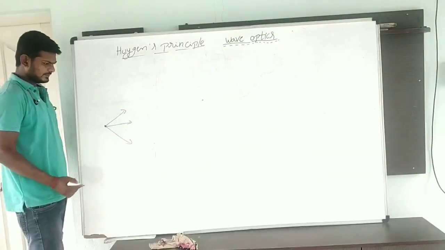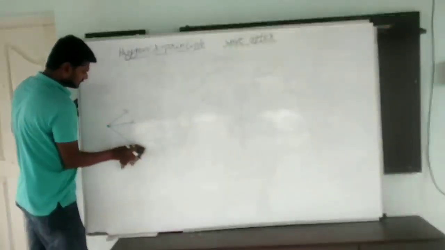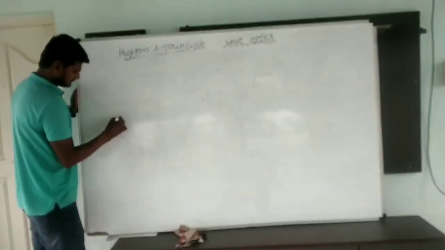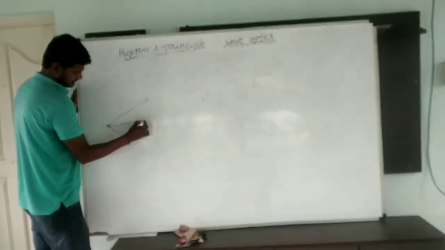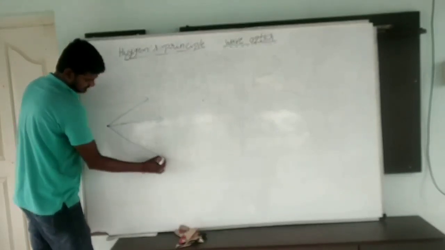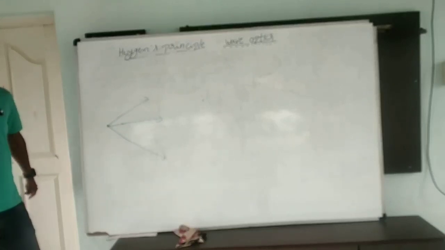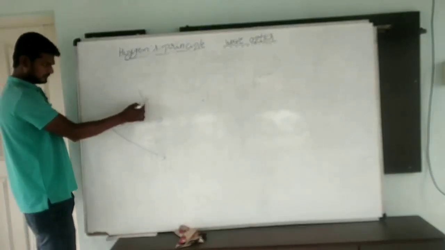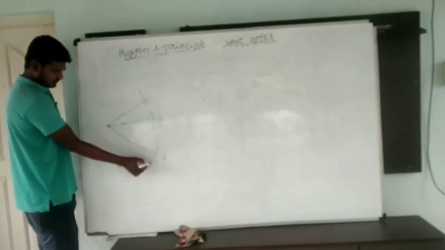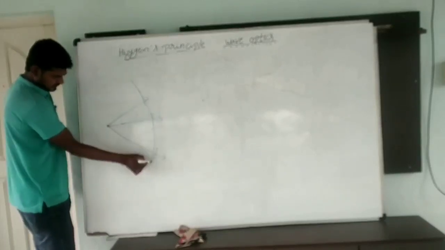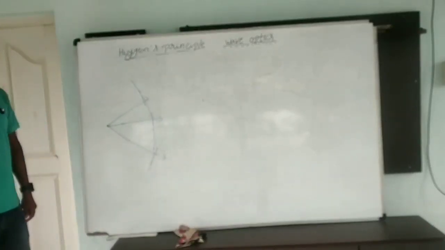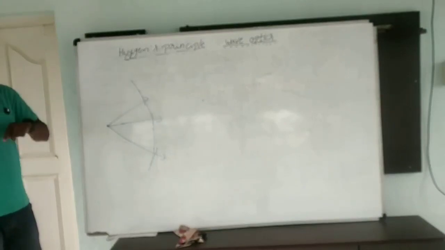When this source emits the rays, here I am going to draw one normal, here one normal, here one normal. What will happen? Here there will be one wavefront. This is the given wavefront.